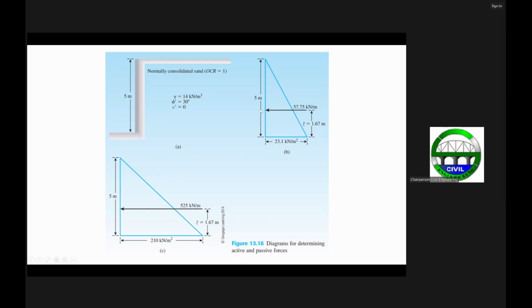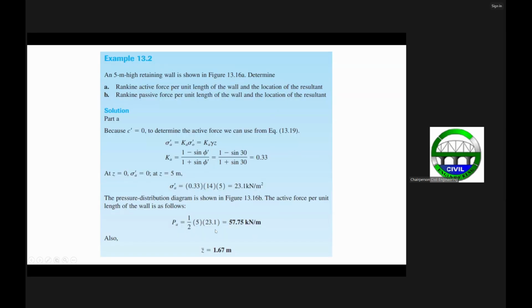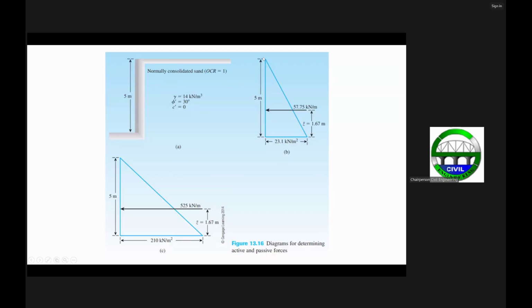To get the total force, it is just equal to the area of this pressure diagram, which is 1/2 times 5 times this value, which will give you this value here. And then the resultant is just 1/3 of this height from this point here, which is 1.67.